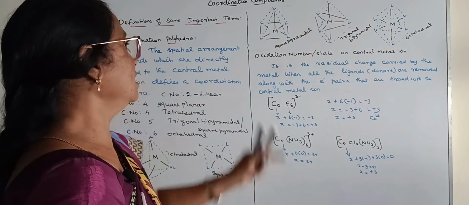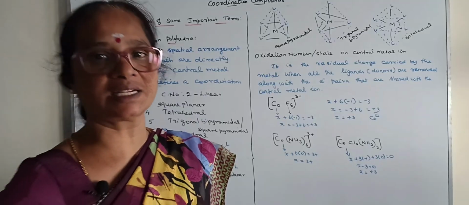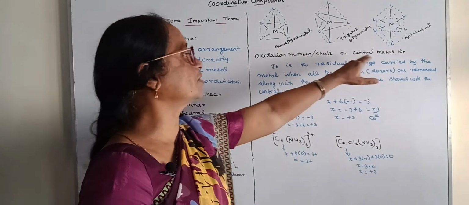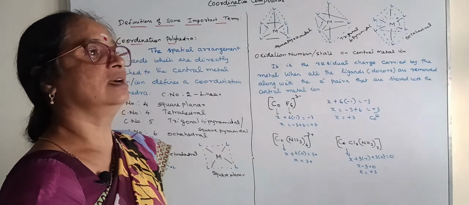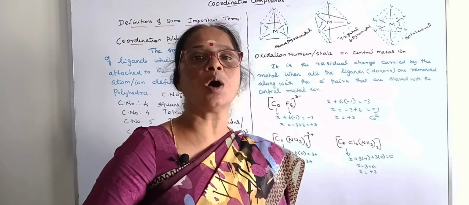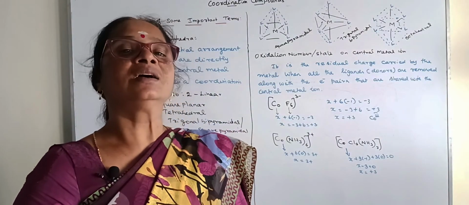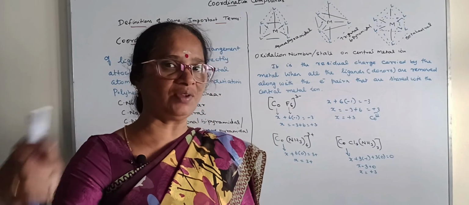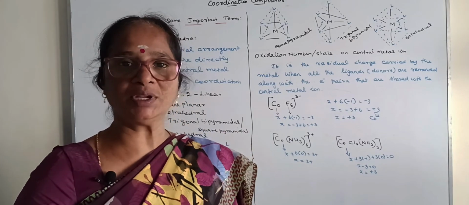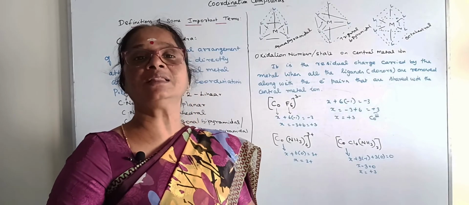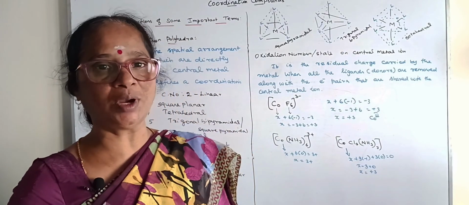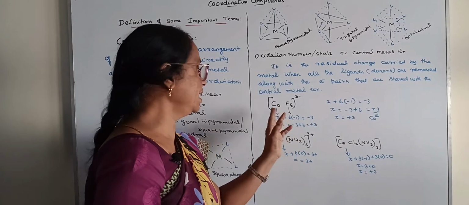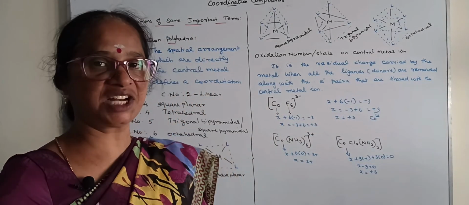The next one, oxidation number or oxidation state of the central metal atom or ion in a given complex. The oxidation number of the central metal ion can be calculated just like how we calculate it for a given compound. In a compound, we say the sum of the oxidation states of the different elements or atoms present in a compound is always equal to 0. If the compound is neutral, it is 0, or if it is ionic, then the sum of the oxidation states will always be equal to the charge carried by the ion. In such a way, we are going to find out the oxidation state of the central metal ion.